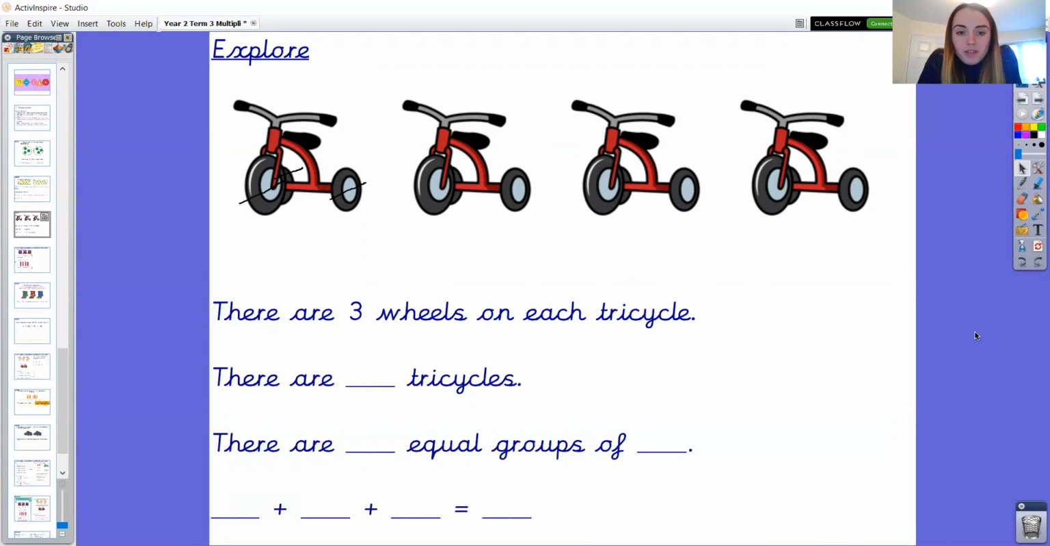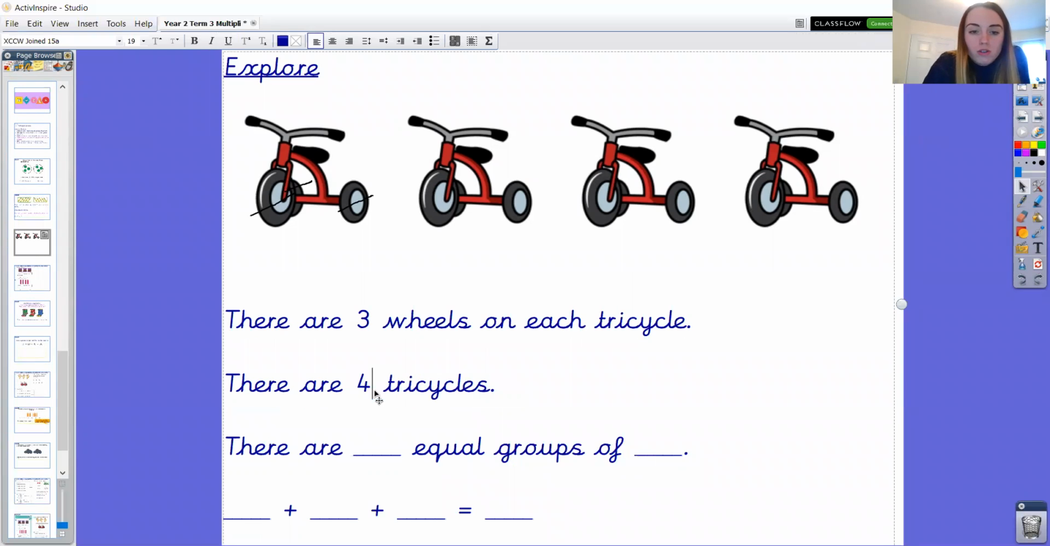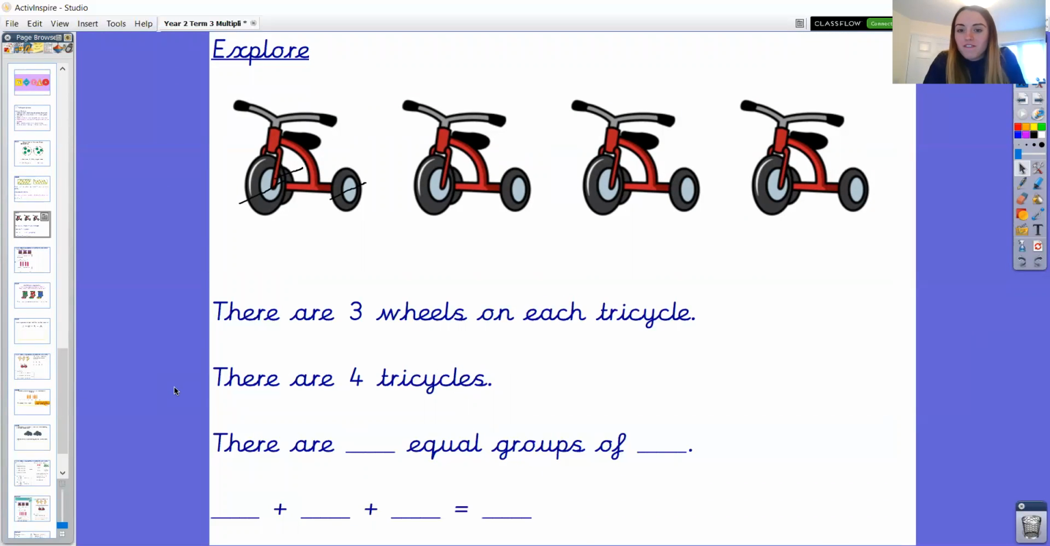Well done, Year 2. Okay, the next STEM sentence says there are tricycles. How many tricycles are in the picture? Brilliant, let's say it together this time. There are 4 tricycles. Fantastic, well done.